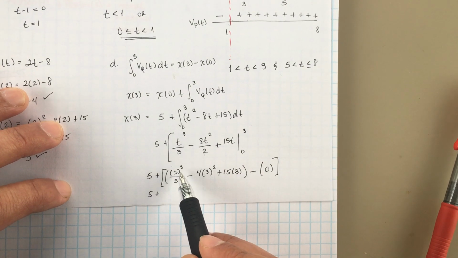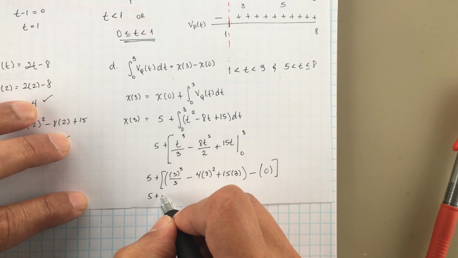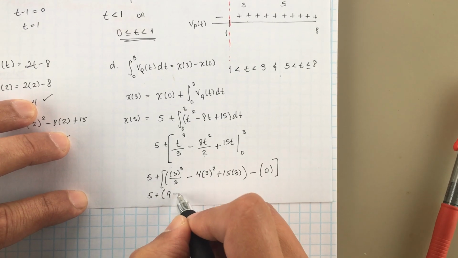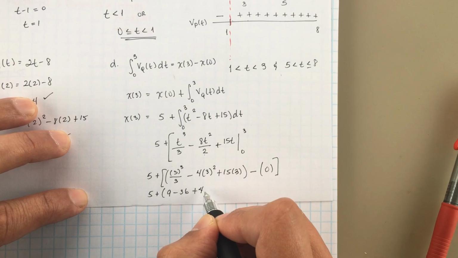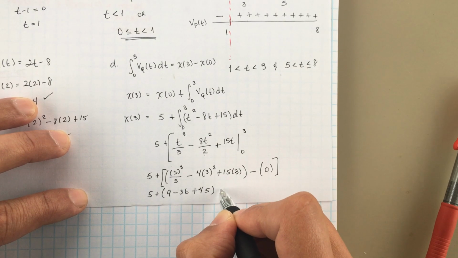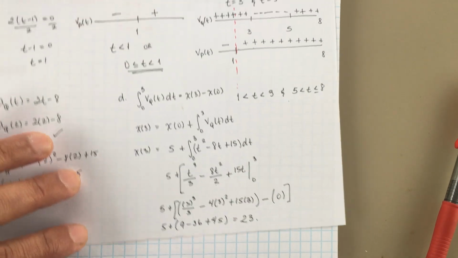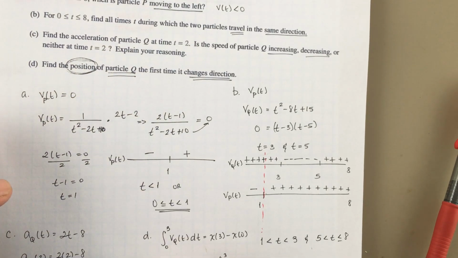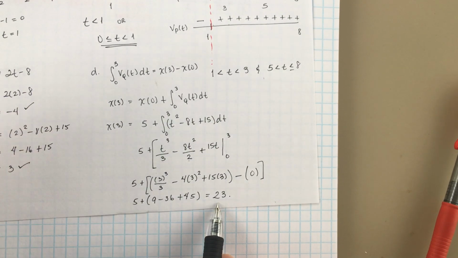Okay, so let's go ahead and do that. You get 3 cubed is 27. 27 divided by 3 is 9. 9 times 4 is 36, so that's minus 36. 15 times 3, that is 45. So when you do this correctly, you should get 23. Okay, so the position of particle Q the first time it changes direction is 23. Now, it didn't ask you for any justification, so you can just leave it like that and you're done.